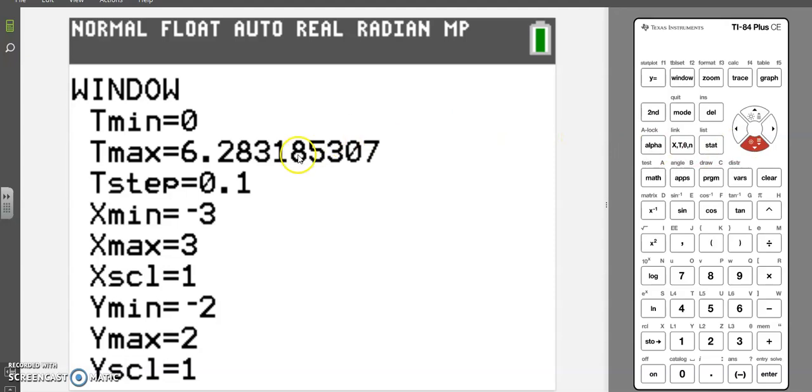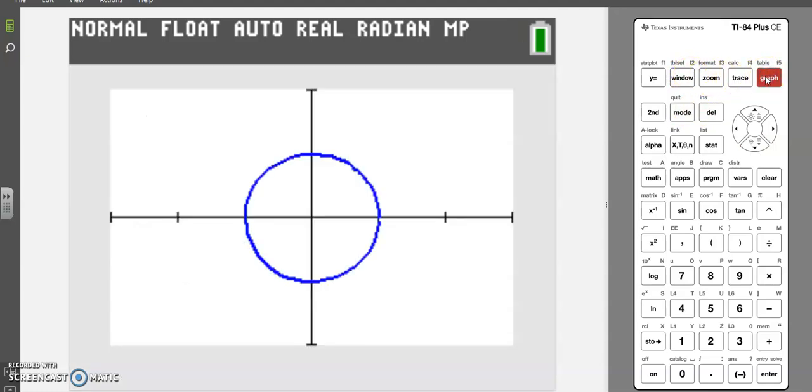The reason for that is we're just graphing the cosine of t and sine of t, so the biggest value we're ever going to get is 1, and the smallest is -1. So we don't need a very big window. And if we hit graph, you can see it graphs a circle, which you should have expected.